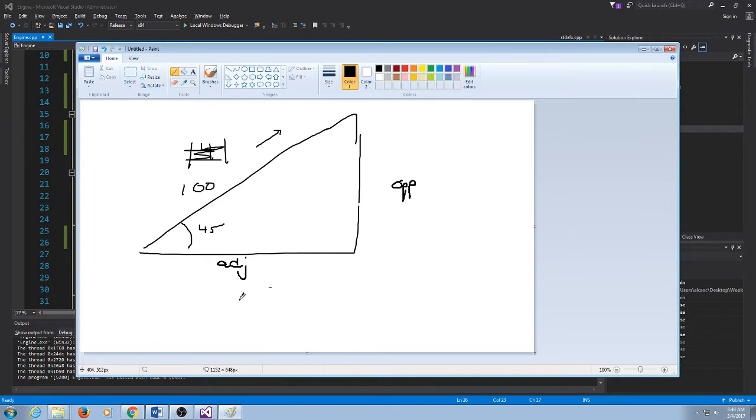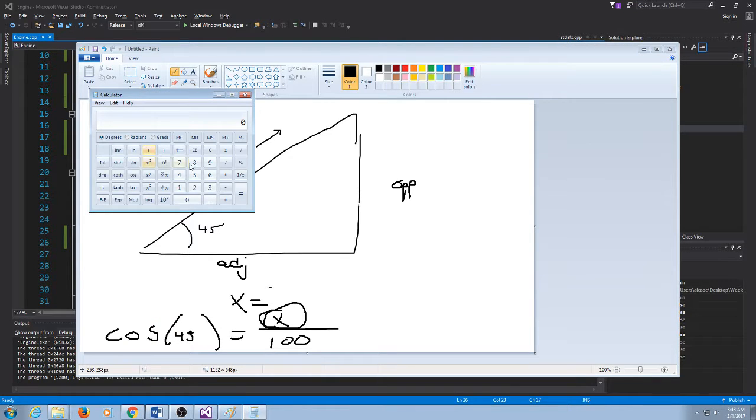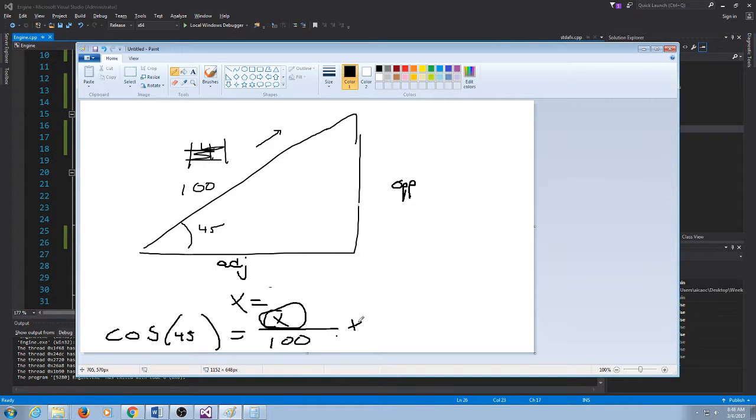I know that if I want to get this value here, then the cosine of 45 is going to be equal to adjacent over hypotenuse. So if I just rewrite this out, cosine of 45 degrees is equal to what my x value is, which is what I want to solve for, over 100. So when I want to solve for x, I multiply both sides by 100, and that's my x value. So I can do this in the calculator. I'm going to take the cosine of 45, and multiply that number by 100 because I'm going to multiply both sides by 100.